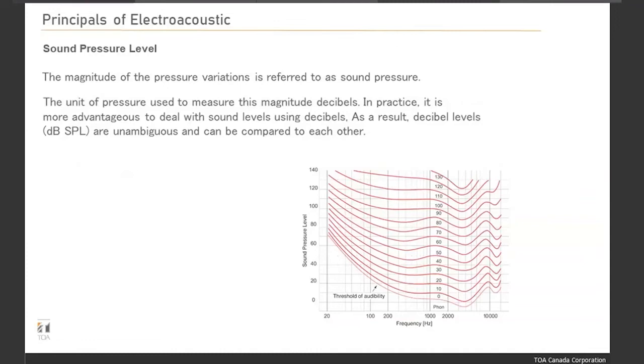So I mentioned this a couple of times. The magnitude of the pressure variations is referred to as sound pressure. The unit used to measure the magnitude is normally decibels. In practice, it is more advantageous to deal with sound levels using decibels. As a result, decibel levels as sound pressure levels are unambiguous and can be compared to each other.